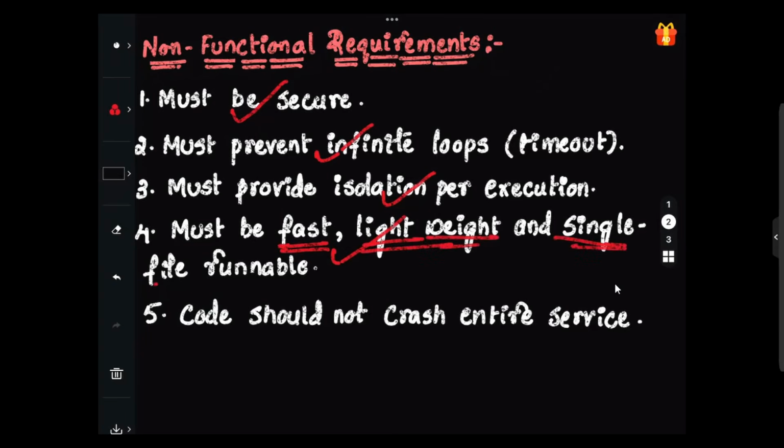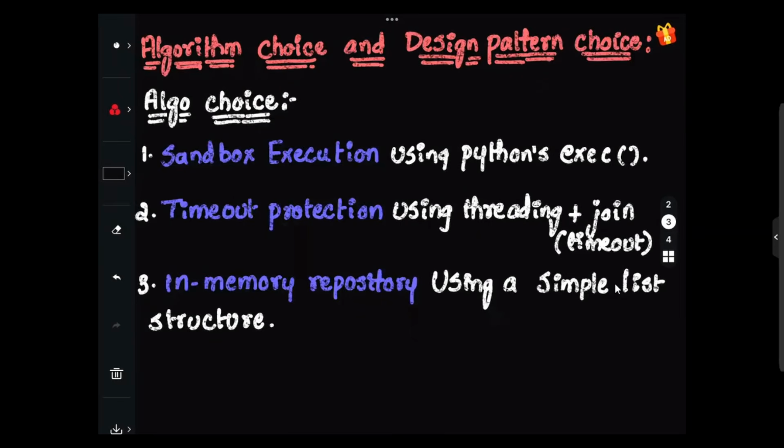The final one here would be code should not crash the entire service. Right, so this is one of the non-functional requirements as well. So next, let's move on with the algorithm choice and the design pattern choice.